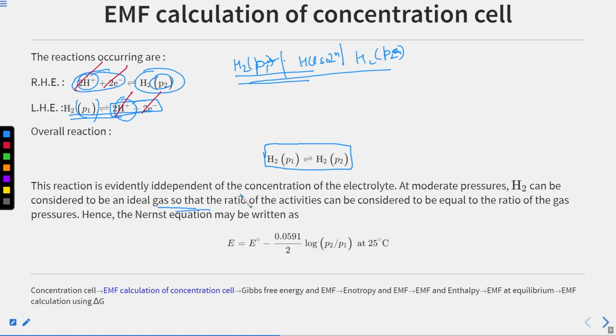Now we can write the Nernst equation following our previous knowledge. It was written like this: E cell is equal to E naught cell minus RT by nF. I have told you earlier also that RT by F is equal to 0.0591, in which R is taken as 8.314 and T is taken as 298 Kelvin. And Faraday was 96500. So if you put all these values, you will get 0.0591. Now since we can see here that we are involving two electrons in each of these equations.